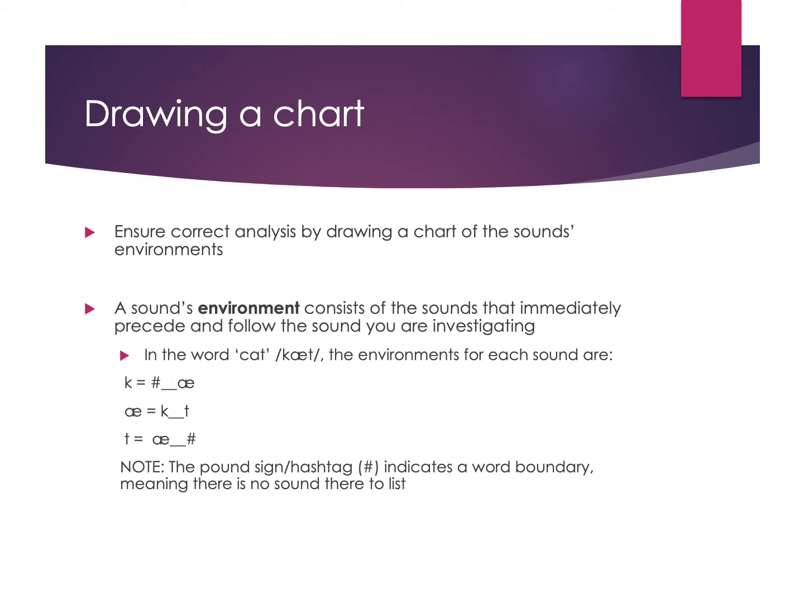If we're looking for the environment of ah, then you'll notice the sound coming directly before it is k, so we put that first. We have our underscore to represent the sound we're looking at, and then we have a t at the end because that is the sound that comes right after. If we're looking for the environment of t in cat, we notice that right before it is an ah sound, so we put that ah symbol. We have our underscore where the T would be, and then there's no other sound after that in the example, so we would put a pound sign or hashtag there because that's a word boundary.